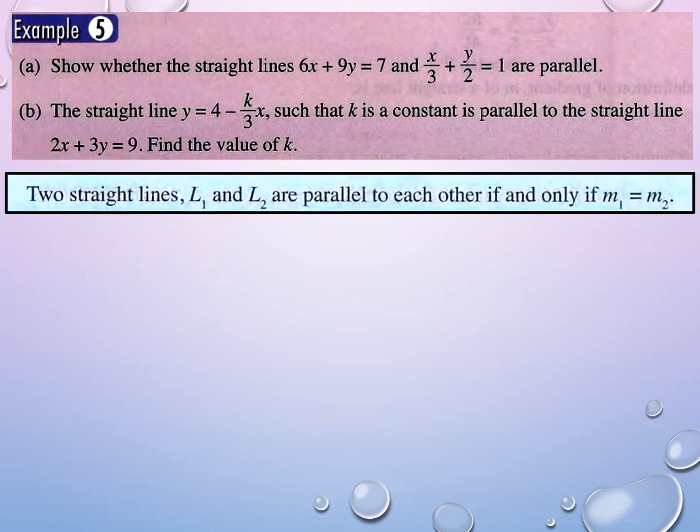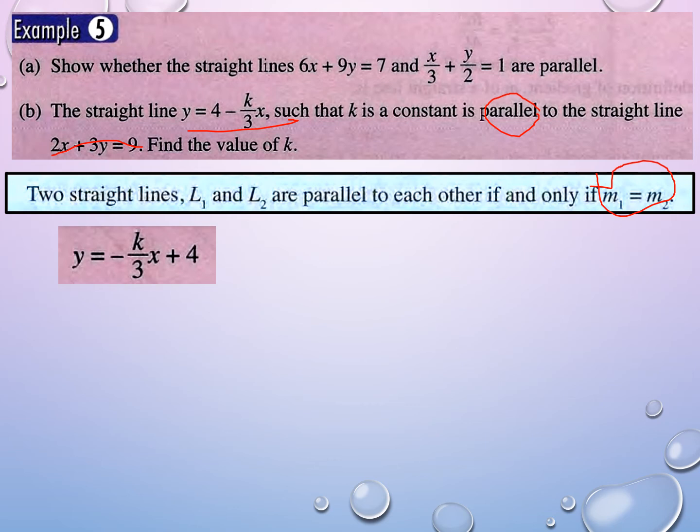So let us see part B. B is also parallel. When it's parallel, this must come to your mind: m1 equals m2. Parallel means the straight line is parallel to this, so I can actually find the value of k. How? First, again change to gradient form, y equals mx plus c. This one, just shift over.